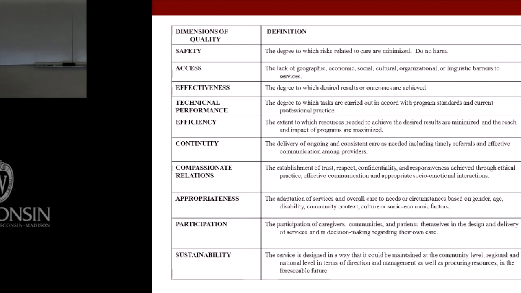So first we have safety, which we're defining here as the degree to which risks related to care are minimized. So this is the do no harm rule, and very important to think about. Now, while it's implicit, it's important to think about when you say, we're going to talk about this care, say it's prenatal care or obstetric care. Let's talk about safety.